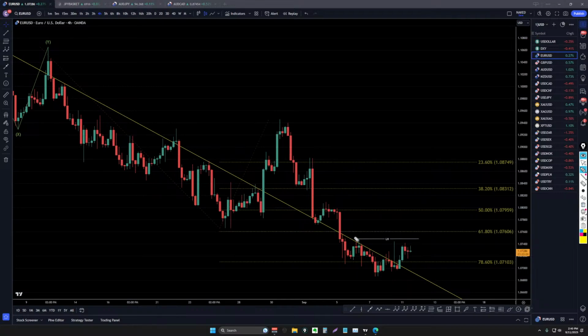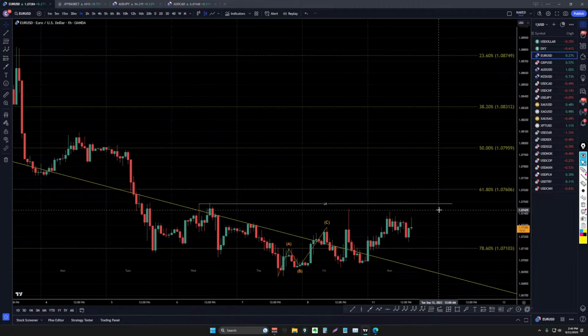So since this one has not broken structure to the upside, I am for sure still looking for shorts in a downtrend on the shorter time frames. So going down to the 1 hour time frame, it's kind of dangerous trying to go short right now, isn't it, without a proper correction.